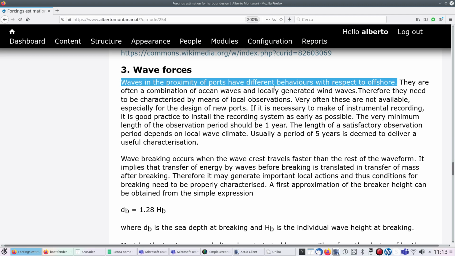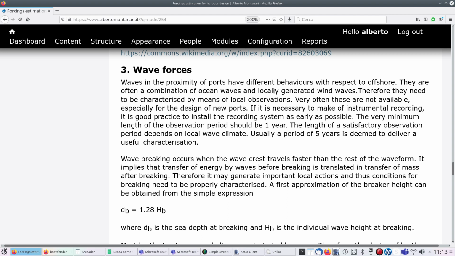Also, there is to say that inside ports, waves are mitigated because ports are usually sheltered in order to offer relatively calm conditions for the moored, for the docked ships. And therefore, defining the behaviors of waves within ports may require getting local observations. Indeed, it is quite easy to get observations of wave height inside ports, but in some cases it may be necessary to set up new instrumental recordings.